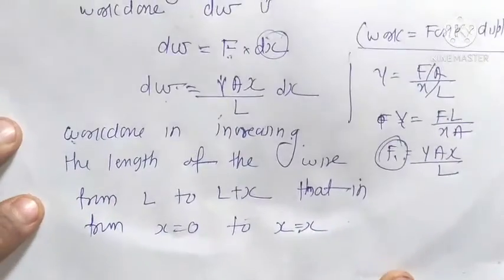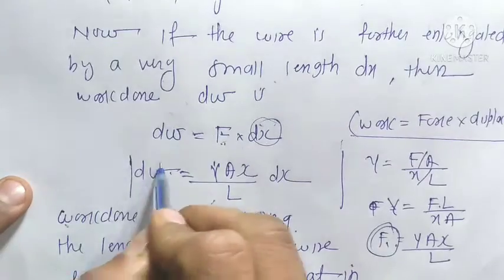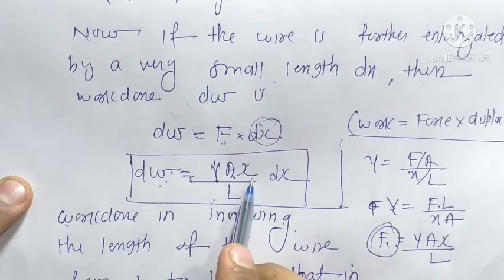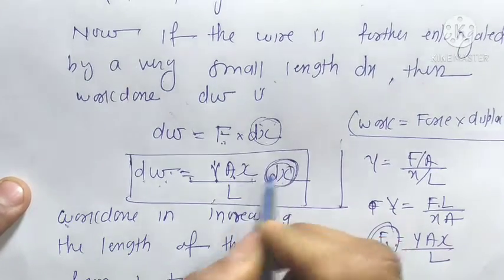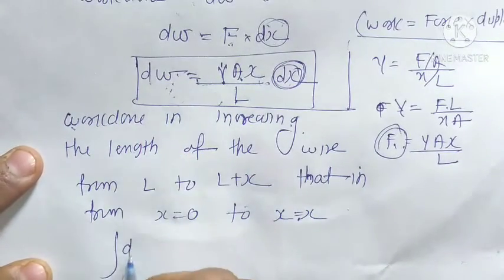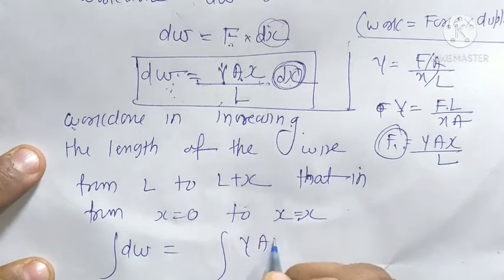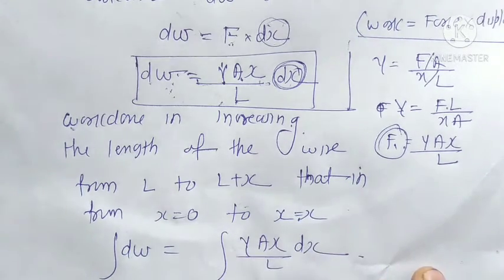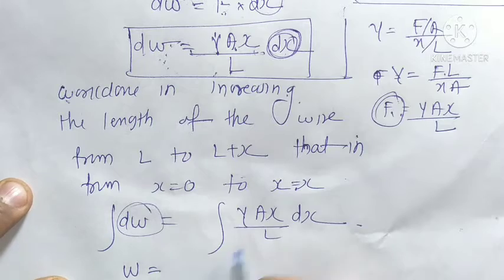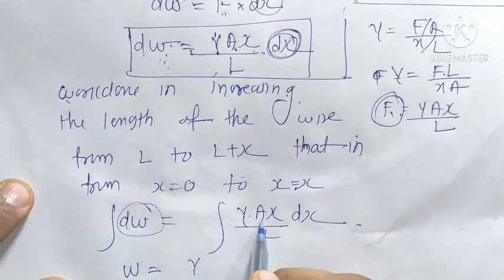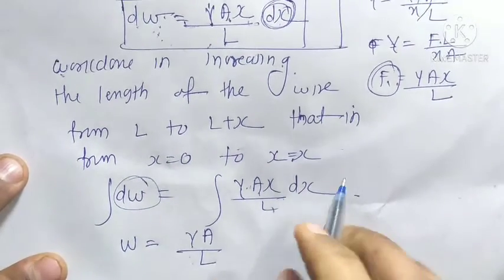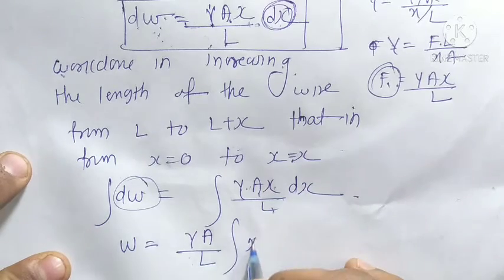So we have this value: very small work done dW is equal to Young modulus, area of cross section, very small change in length dx upon original length. Now we integrate this dW, Y A x upon L dx. This becomes the total work done. Young modulus is a constant quantity, area of cross section is also constant, original length is also constant, so they come out of the integration.